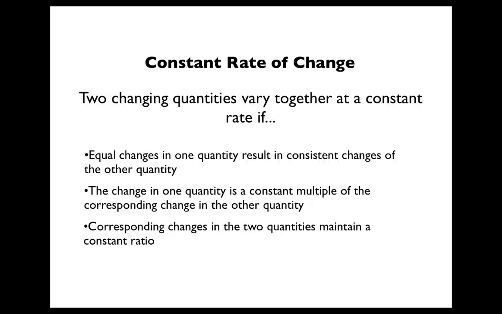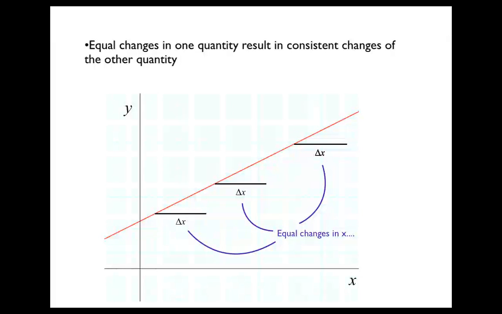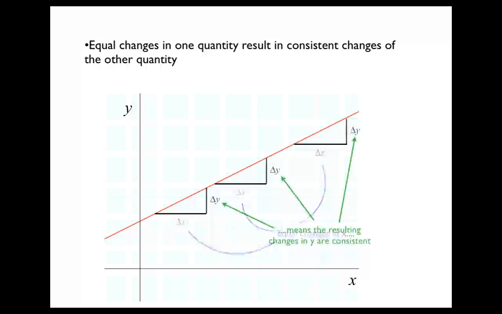So let's see these visually, okay? I worked hard on this, so I hope you appreciate it. Here we go. So you all said it makes a linear equation, right? So this is the first one. Equal changes in one quantity result in, so equal changes in x will result in what? Yeah, so the changes in y themselves will be equal to each other, right? Consistent changes in y as a result. That's perspective number one.